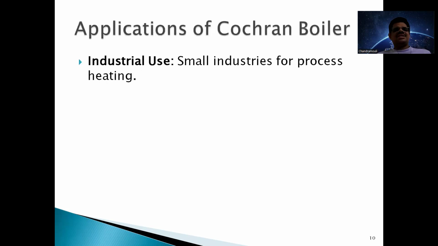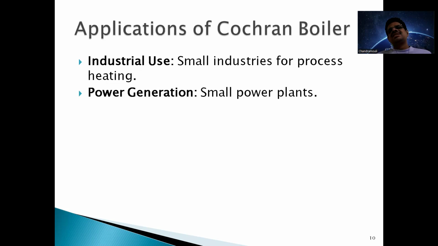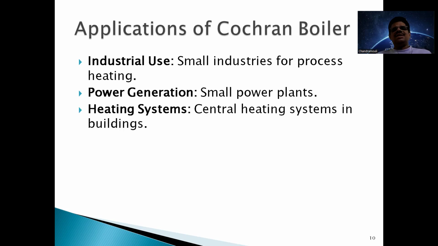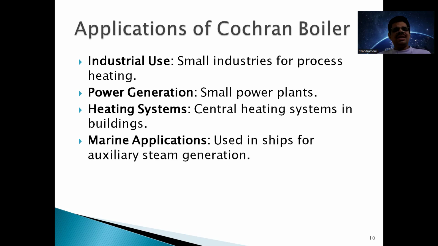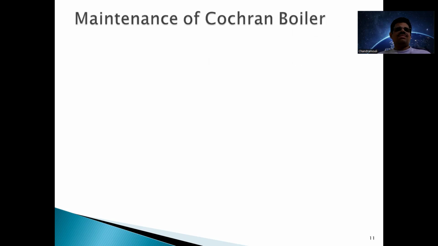Okay. Applications. So where do you use? Especially in small scale industries, for heating purposes, the Cochran boiler is used, and also in small thermal power plants to produce electricity, this Cochran boiler is used. It is also used for heating systems. So we have seen various applications of boilers, and that it can be used for heating the buildings, and also in marine applications. So some auxiliary systems have to be run by using the steam. In such cases, you can use this Cochran boiler.